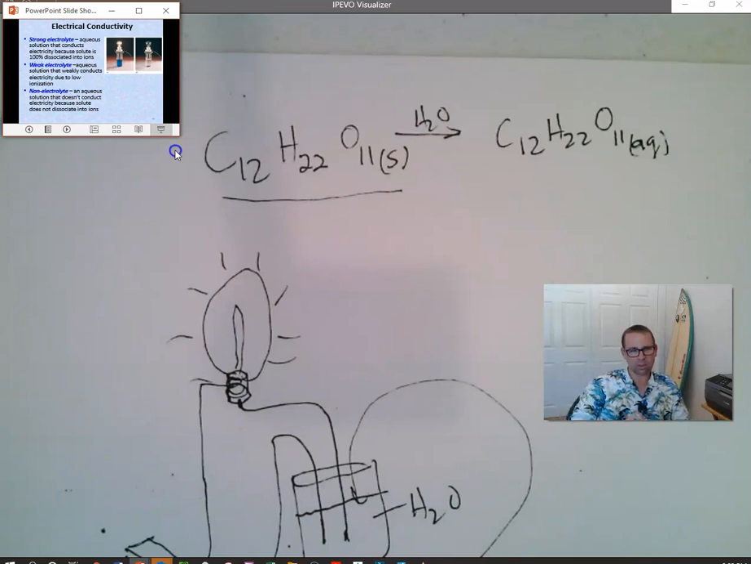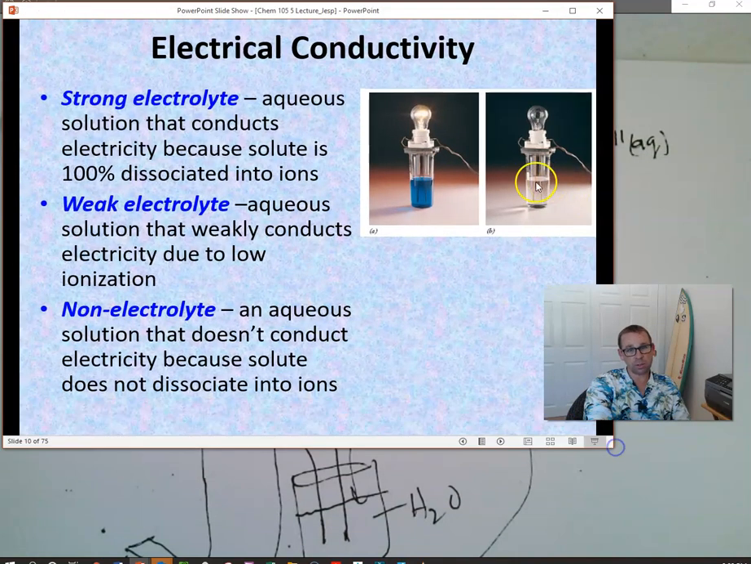It will not dissociate. Therefore, if I put sugar into water, and that's what this is over here, a solution of sugar in water, the light won't light up. If I put it in a solution of copper sulfate, that's another salt, that does dissolve in water, the light will light up. It doesn't need to be just sodium chloride. An ionic compound that will dissociate will make the light light up.